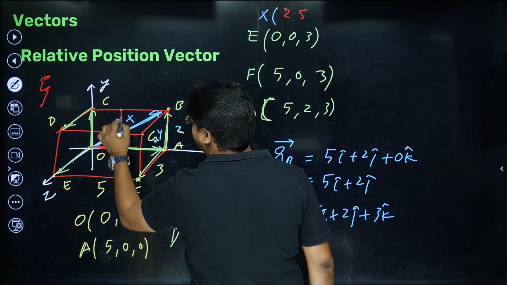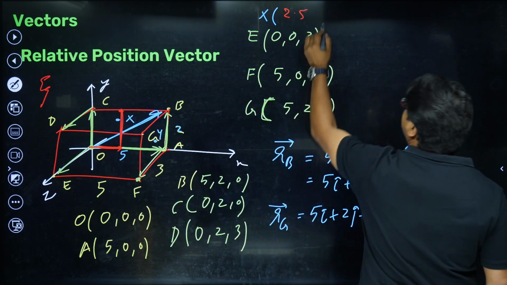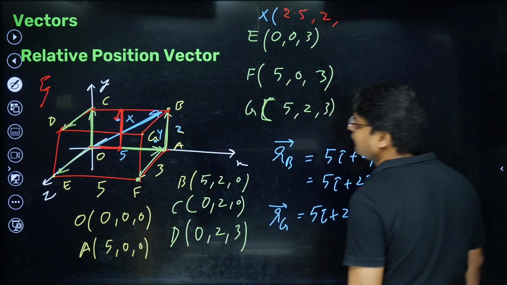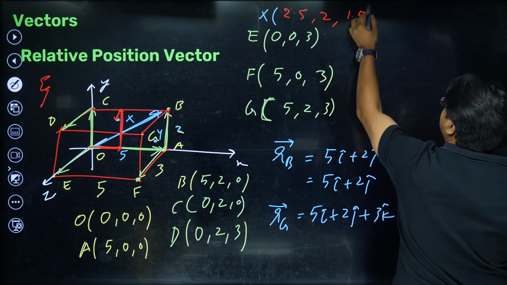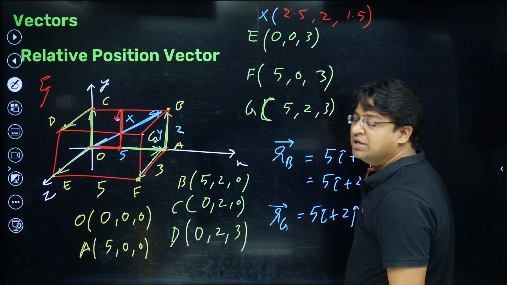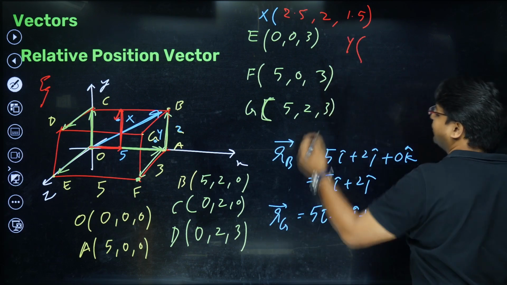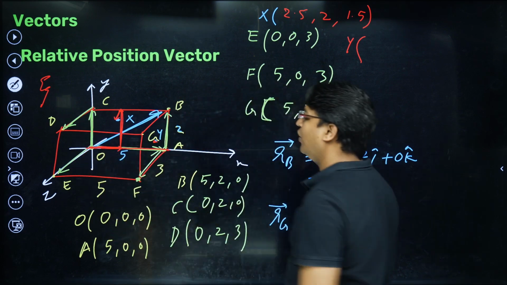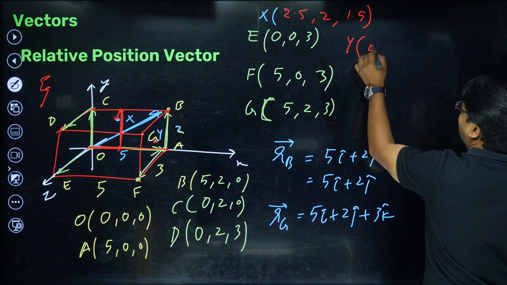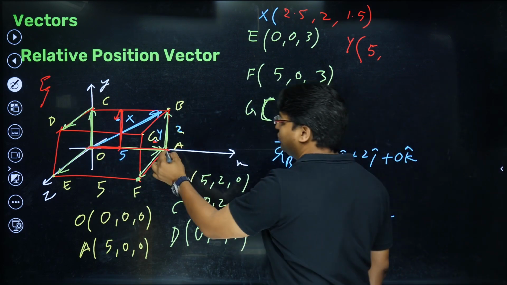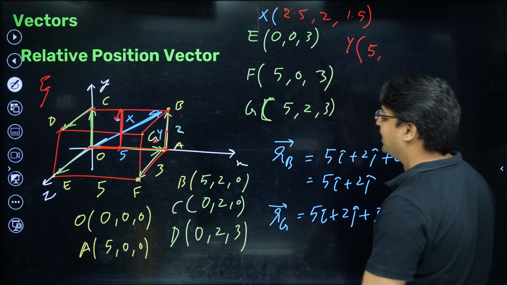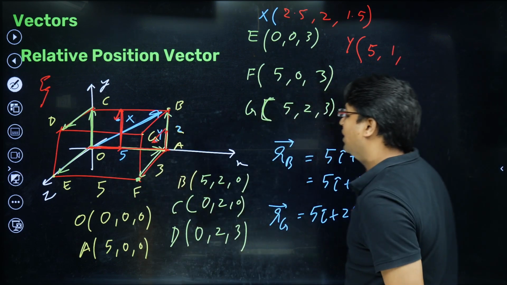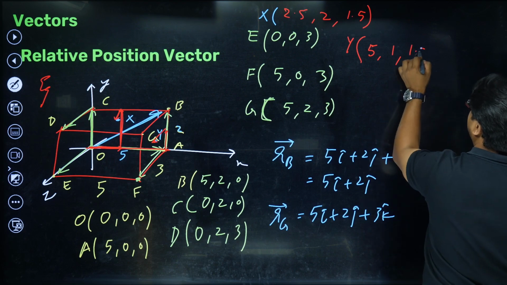Then we need to travel till the top, that is 2 units along the y-axis, and then we need to travel half of that, half of 3, that is, so 1.5. So this is the coordinate of x. Similarly, if we want to write the coordinate of y, y is the midpoint of this face. So we'll have to travel all along the x, so that is 5, and then I'll have to reach the midpoint of this edge, so that would be 1, and then I have to again travel half of the length along the z axis, so that would be 1.5.